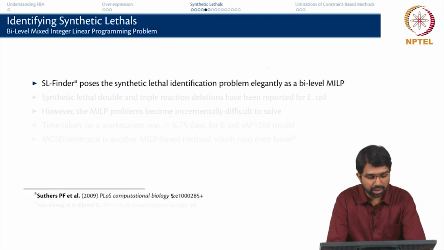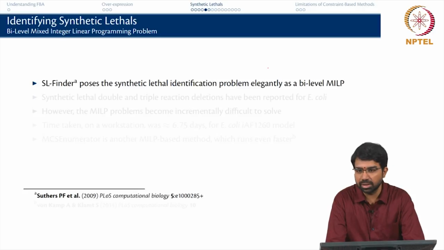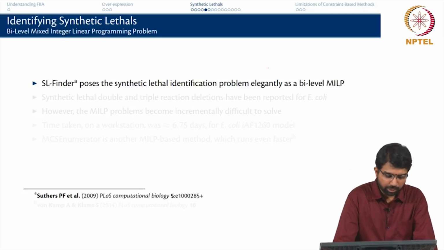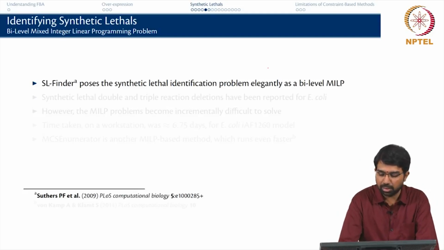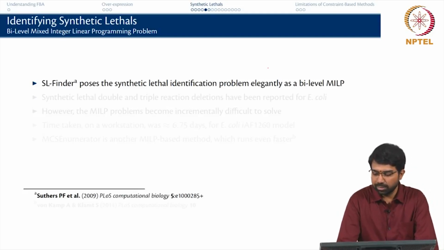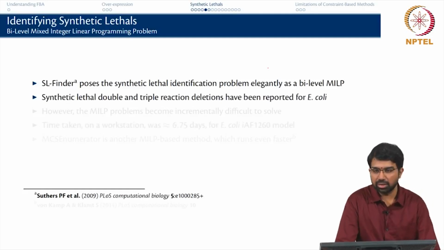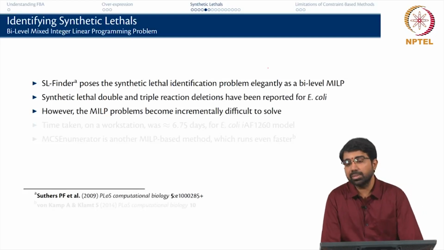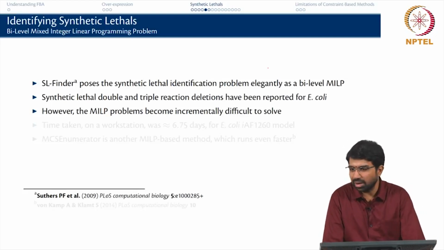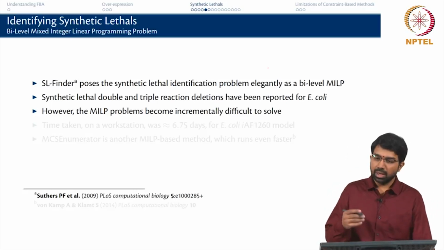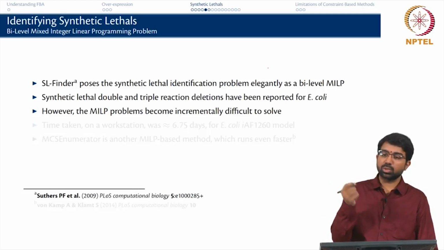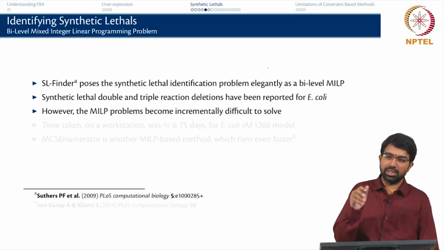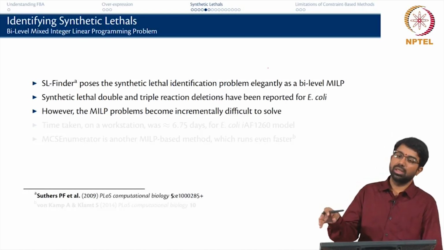So, there are previous approaches that have used bilevel mixed integer linear programming problems. There is this approach called SL finder, which poses the synthetic lethal identification problem very elegantly as a bilevel mixed integer linear programming problem. So, they identified synthetic lethal double and triple reaction deletions in E. coli, but the problem with MILP is that they become incrementally difficult to solve. How this works, I will not get into the formulation details, you can look it up. It first gets one synthetic lethal, right. It tries to solve an integer problem by saying delete at most 2 genes to give me a lethal phenotype, right.